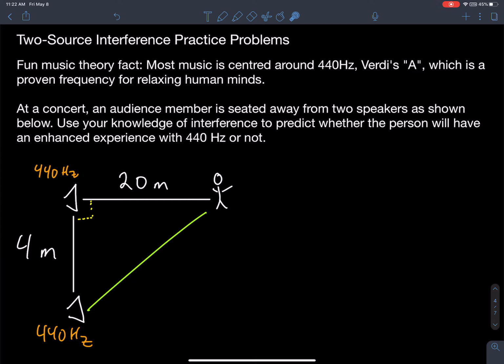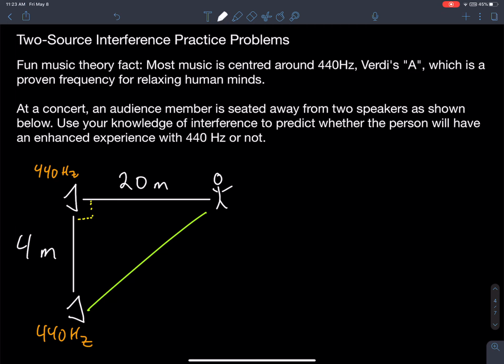So at a concert, an audience member is seated away from two speakers as shown below. Use your knowledge of interference to predict whether the person, this guy, is going to have an enhanced experience with 440 hertz or not. So what does enhanced experience mean? If he's sitting here, are the path length here and the path length there going to be such that the crest of a wave here is going to overlap with the crest of the wave there to make double the amplitude and a strong intensity of 440 hertz? Or is there going to be sound cancellation? And that's what we're looking for.